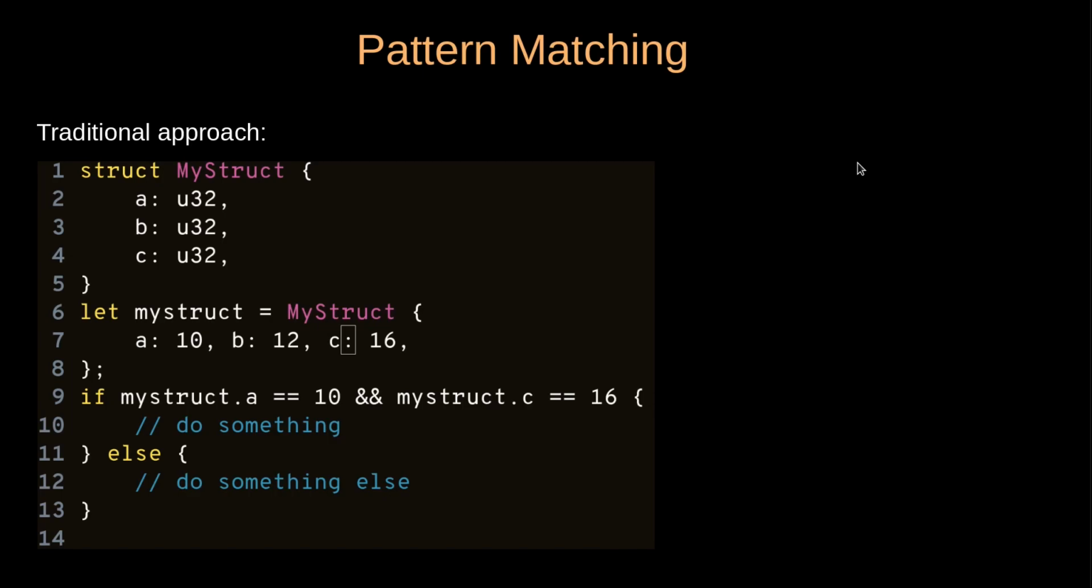In a traditional approach, say we have some sort of struct with 3 fields inside of it, A, B, and C, and we want to make sure that A is a specific value and C is a specific value. In this case, we want A to be equal to 10, and we want C equal to 16, then we do something. But this kind of approach is error prone, especially if your structure or whatever you're dealing with contains a lot of fields and you have a lot of complex logic.